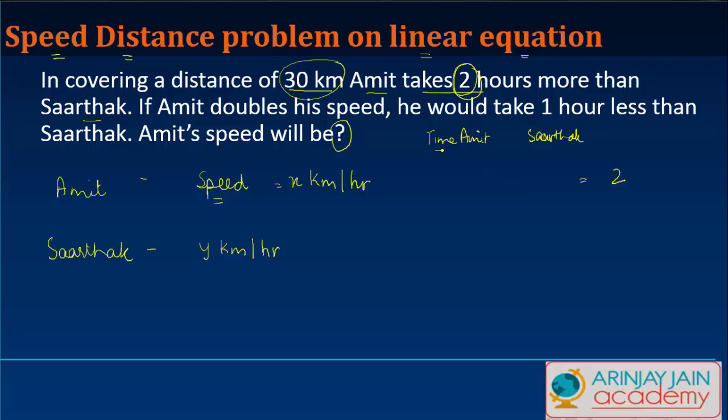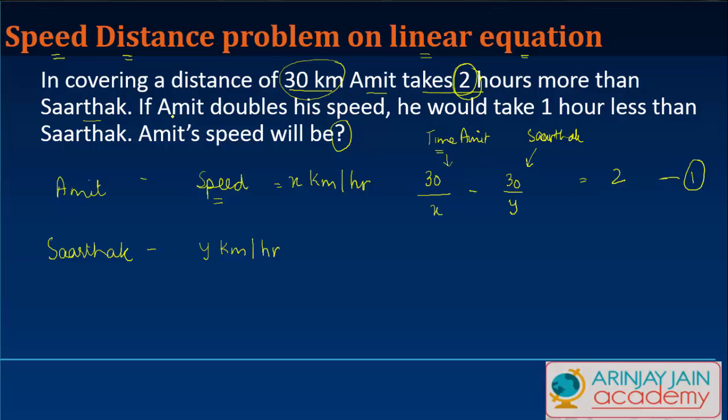How much time did Amit take? Amit had to cover 30 kilometers. We know time is equal to distance upon speed, and the speed is x kilometers an hour. Sarthak, to cover 30 kilometers, takes, with the speed of y kilometers per hour, 30 upon y. So the time taken by Amit is 2 hours more than the time taken by Sarthak, which means 30 upon x minus 30 upon y is equal to 2. Let's call this equation 1.